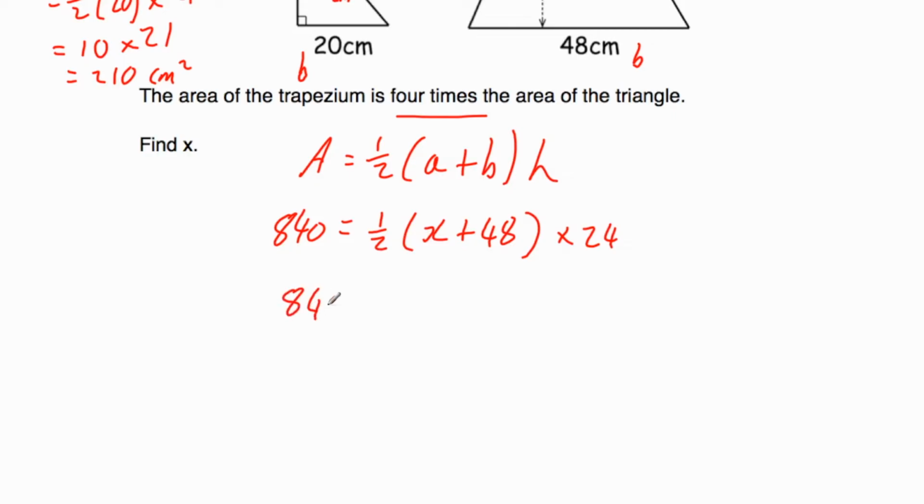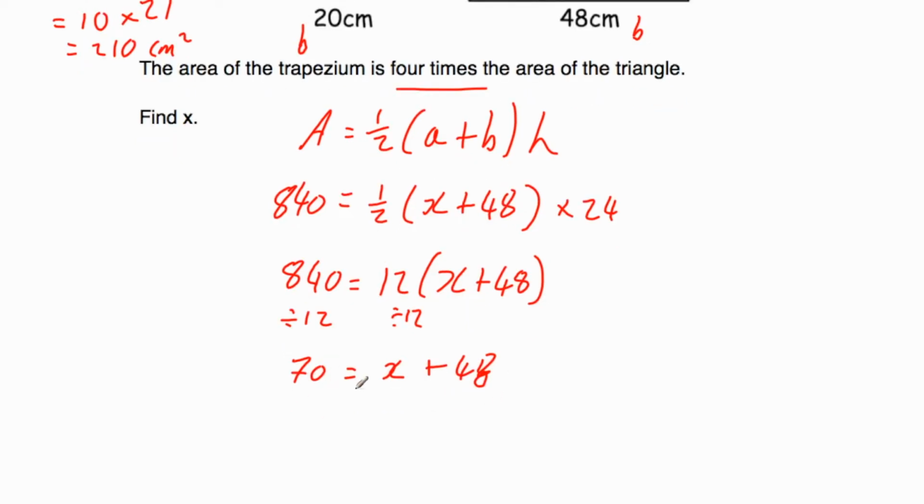So we get 840 equals, halving 24, which is 12, times this bracket, so 12 times X plus 48. Now 12 times something is equal to 840. So if we divide both sides of this equation by 12, we'll find out what this is. 840 divided by 12 is 70. We're dividing by 12 to get rid of the 12, so we're just left with X plus 48, and we don't need to write that in brackets. So we've got 70 is equal to X plus 48.